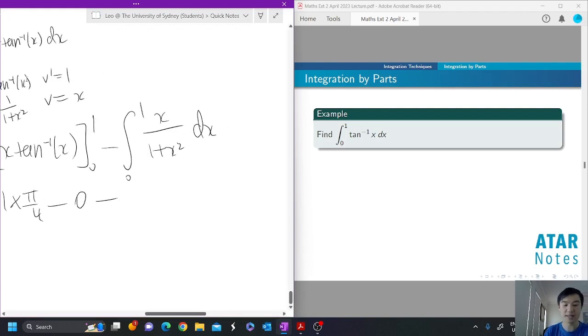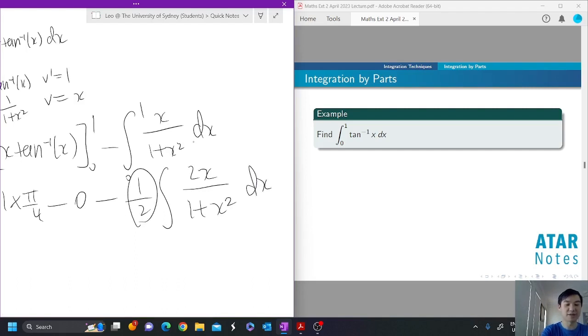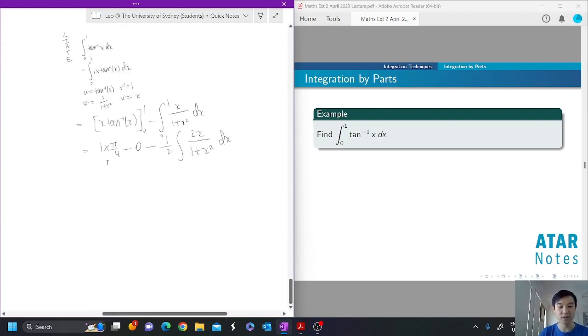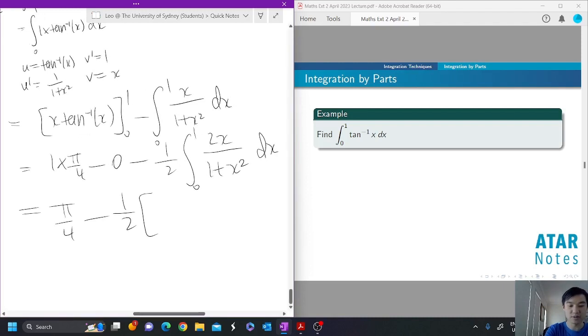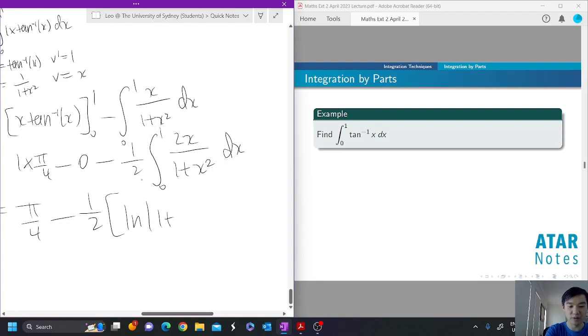And here, this is nice because in the denominator, we have 1 plus x squared. The derivative of that is going to be 2x. We want a 2x here, so I'm going to force myself to get a 2x in the top, but I don't want to change the question, so I'm going to divide by 2 in the front. So I'm balancing out the fact that I added a 2x. So this thing will now become pi on 4 minus half, oh, this is from 0 to 1. This integral will be ln absolute value of 1 plus x squared from 0 to 1, like that.